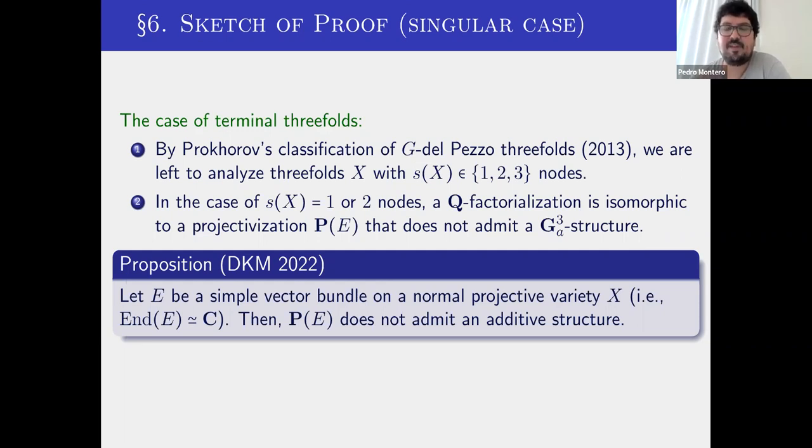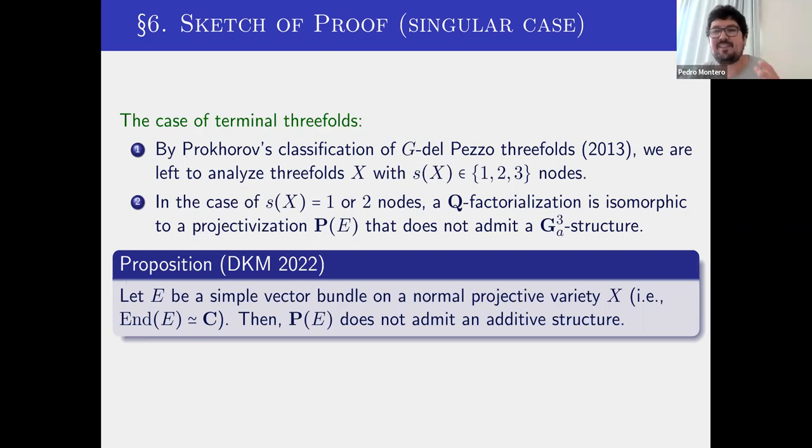Then the projectivization is not additive. And in this case, it happens that all the vector bundles that appear are simple, and therefore the varieties are not additive. I should mention, by the way, that stable vector bundles are simple. So this proposition also tells you that projectivizations of vector bundles which are additive are far away from the stable locus of vector bundles. So it should be hard to classify them, because we only know that there are moduli spaces and stuff like that for stable and semi-stable vector bundles.